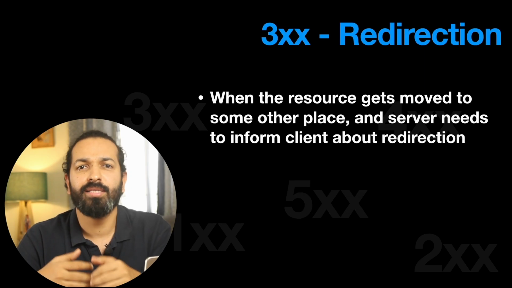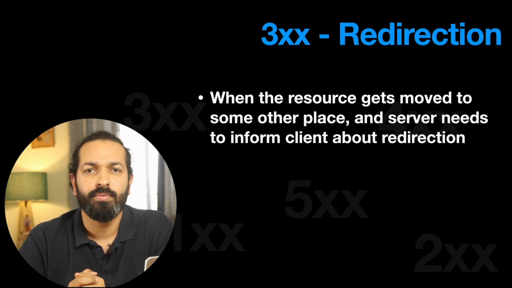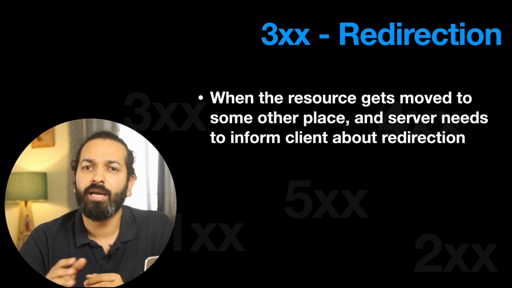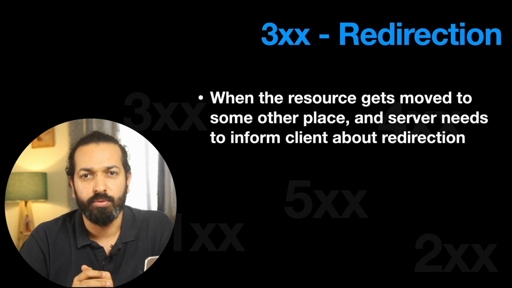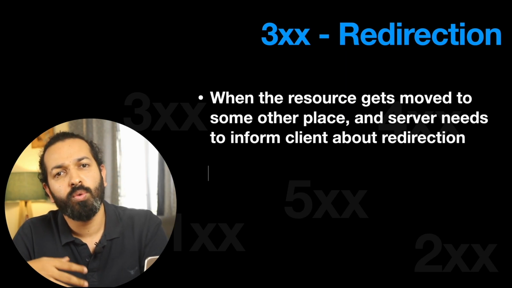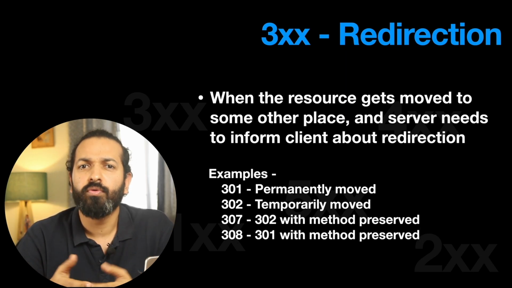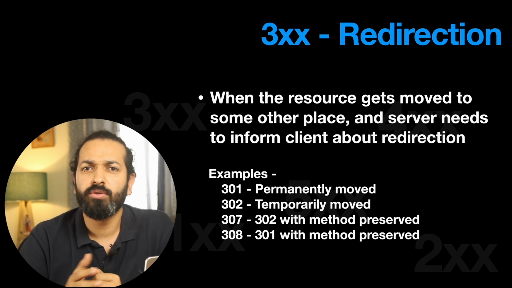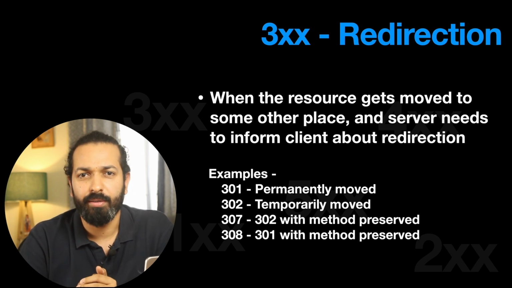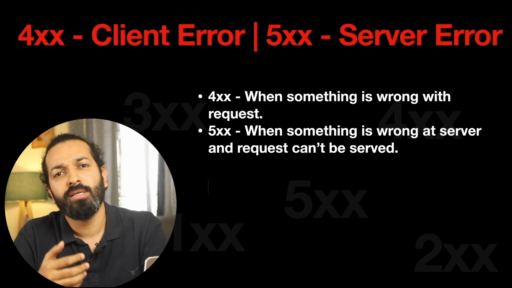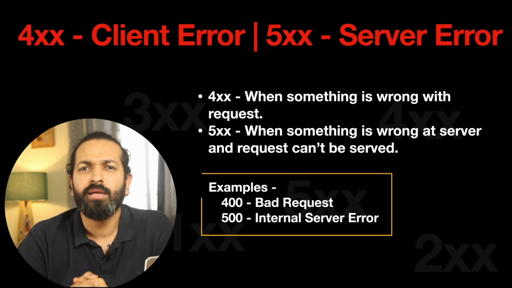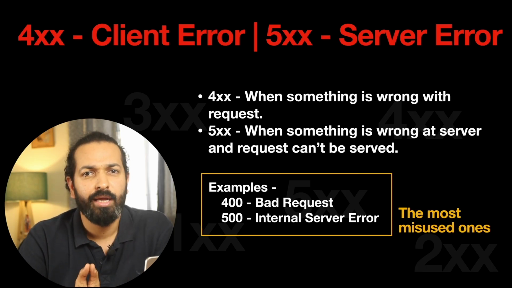The next category, that is 3xx, that is for redirection. So when a resource gets moved to some other place and the server needs to inform the client about redirection, this category is used. So 301 when a resource is permanently moved, 302 for temporary redirection. 307 and 308 are similar to 301 and 302, but they preserve the HTTP method. Then comes the next category, 4xx and 5xx for client-side and server-side errors. And there's a good range of codes in these categories, and they should be used in the right situations.